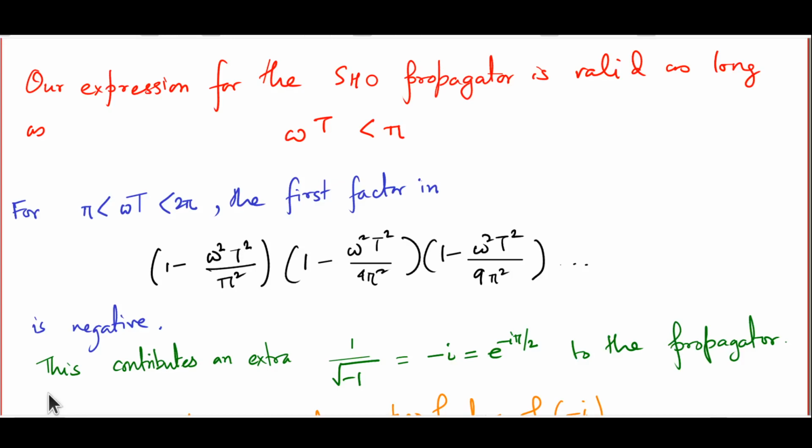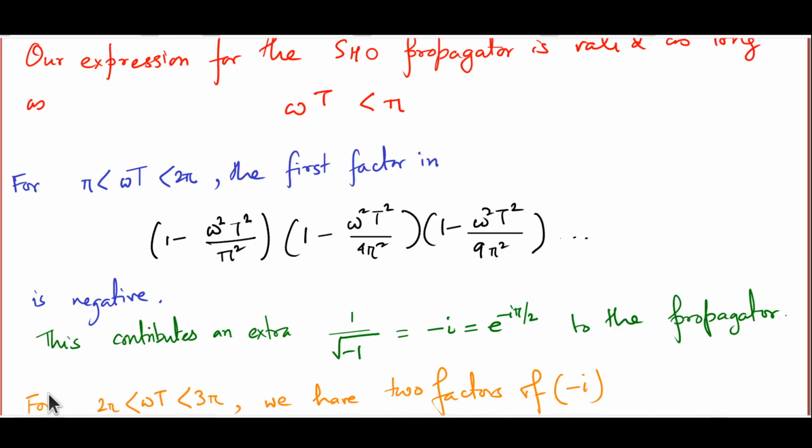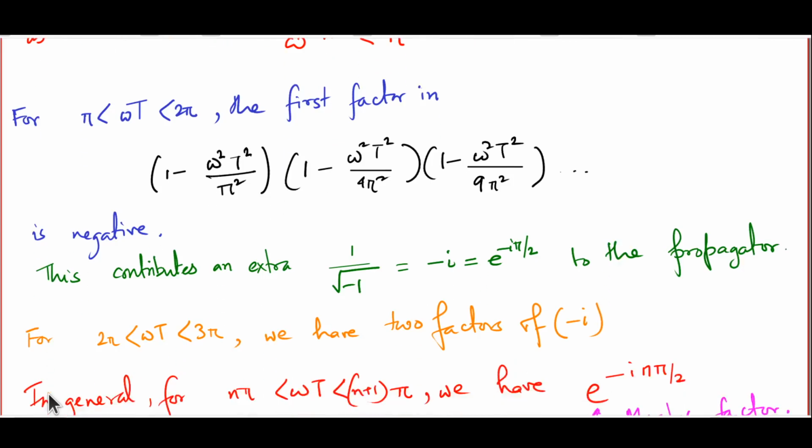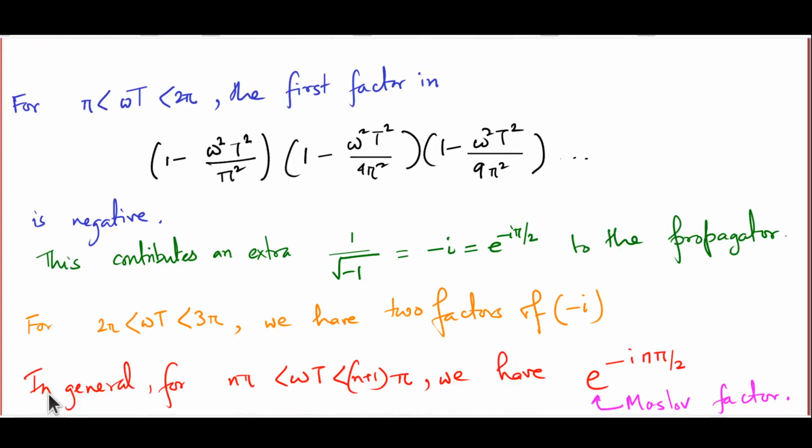Now, every time you cross a multiple of pi, that is when omega t becomes bigger than 2 pi for example, then the first two factors here will actually become negative and they will contribute 2 factors of minus i in the square root. In general, when omega t is between n pi and n plus 1 pi, what we will get is n powers of minus i, that is e to the minus i n pi by 2. This is what is called the Maslov factor.